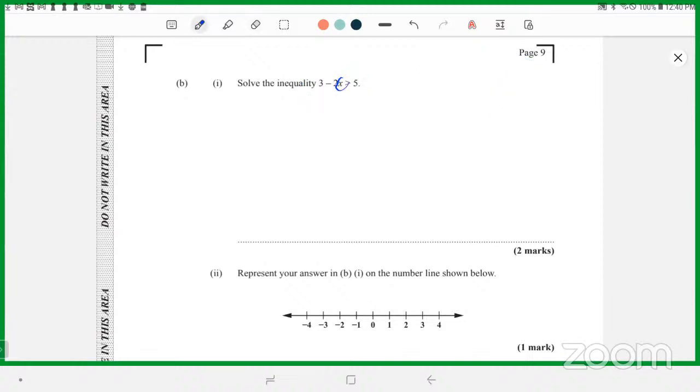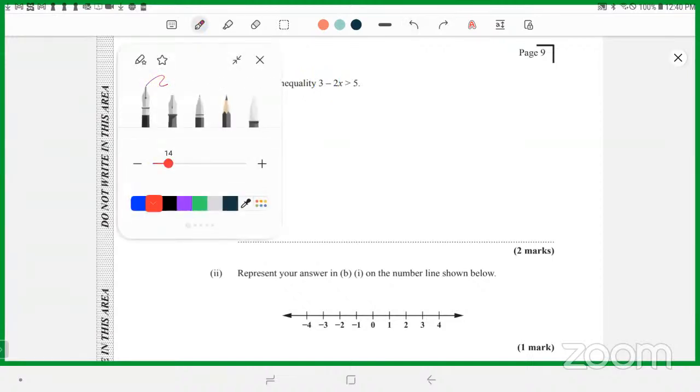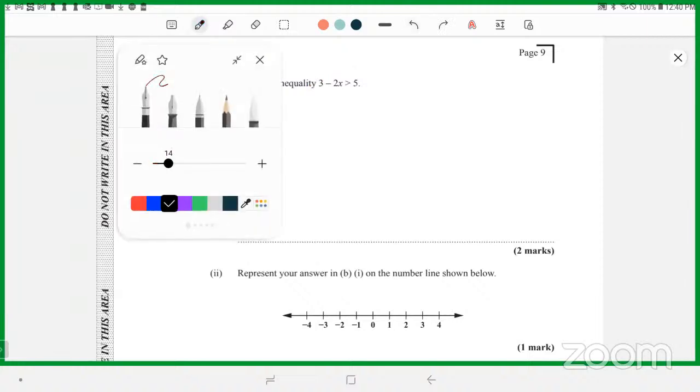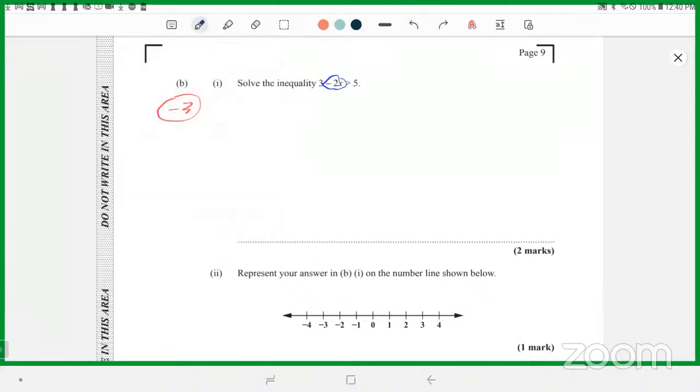All right, so let's go. I'm trying to make x the subject, so I'm transposing everything away from the x. The first thing I want to move is this 3, so I'm going to subtract 3 from both sides. When I subtract 3 from both sides, I'm left with negative 2x, greater than sign, and then 5 minus 3 gives me 2.